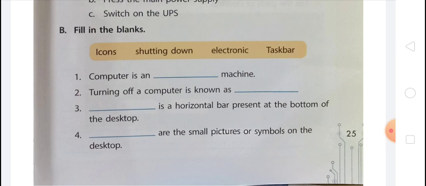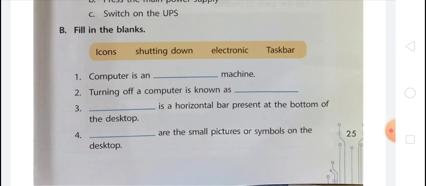Okay, you know that the computer is an electronic machine, but it is not switched off like any other electronic machine. Okay, turning off a computer is known as the process of turning off a computer is called shutting down. So there will be shutting down. Turning off a computer is known as shutting down. In second, there will be shutting down. Okay. In third, dash is a horizontal bar present at the bottom of the desktop.